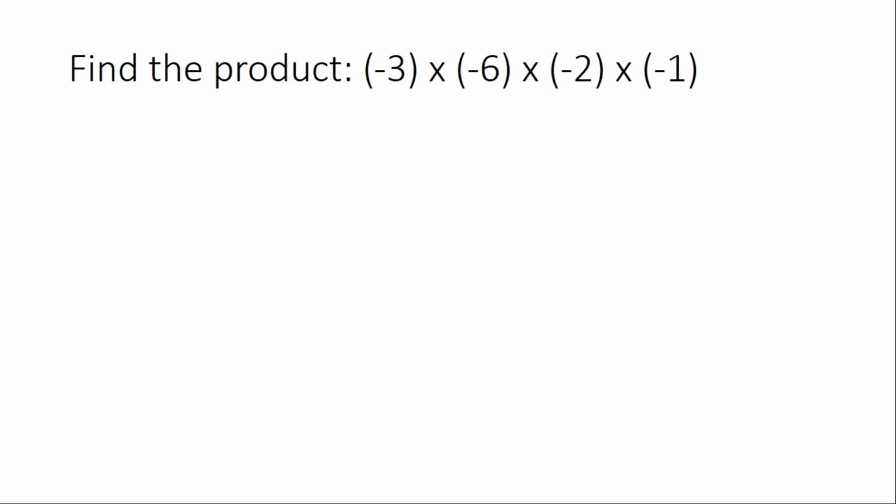Next is minus 3 into minus 6 into minus 2 into minus 1. So what we will do, minus into minus plus, plus into minus minus, minus into minus plus. Okay. Then 6 into 3 into 2 into 1, it will be 36. The answer will be plus 36, or simply write 36.